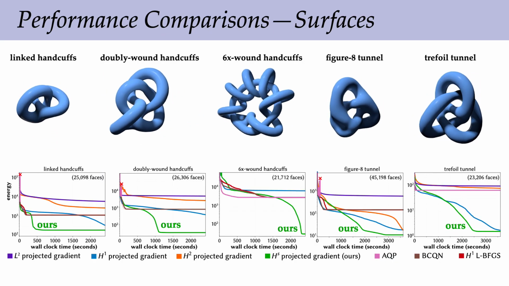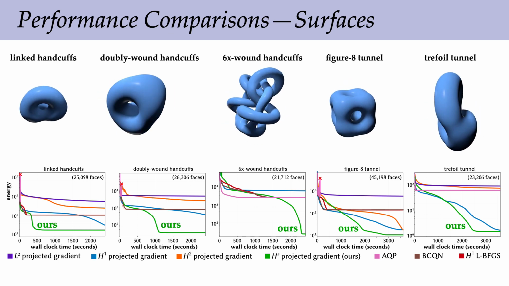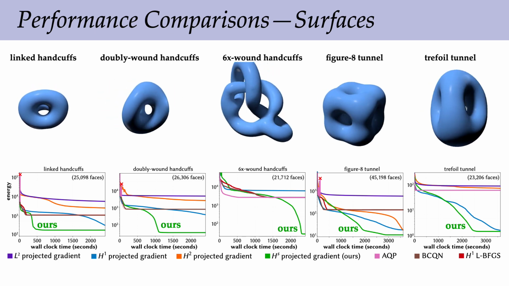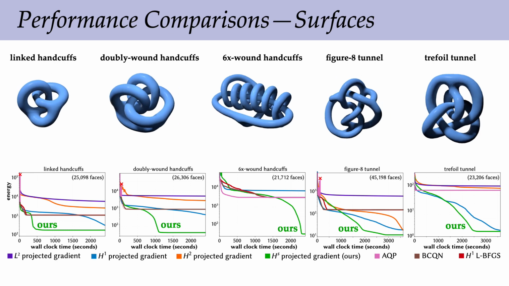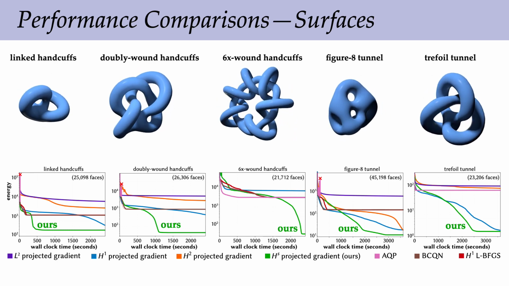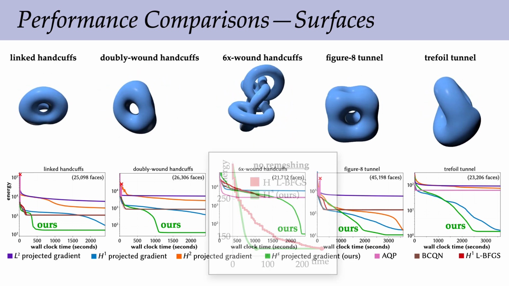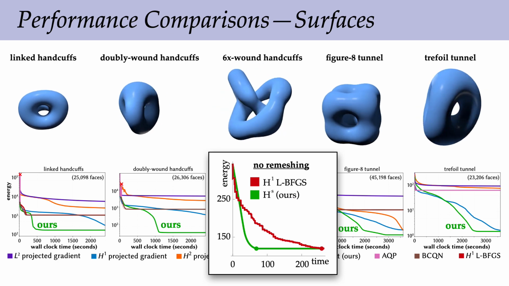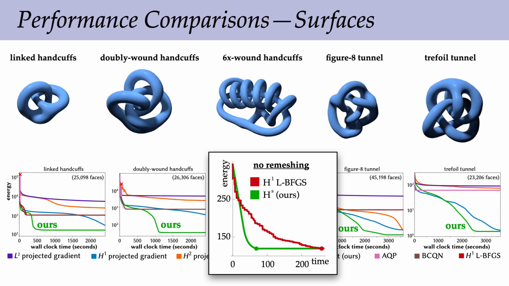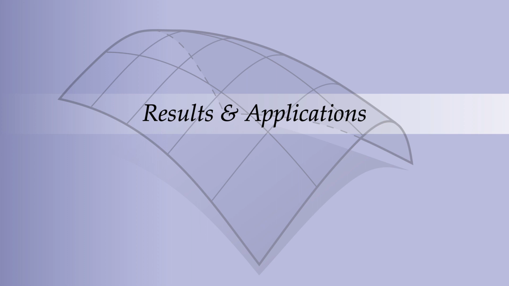Finally, we also tried out more modern optimization strategies for minimizing tangent point energy on surfaces, and again found that our fractional Sobolev scheme is much, much faster than the alternatives. And just to be fair, we also checked that that's true even if we disable remeshing, so that schemes like LBFGS can keep using the same update vectors.